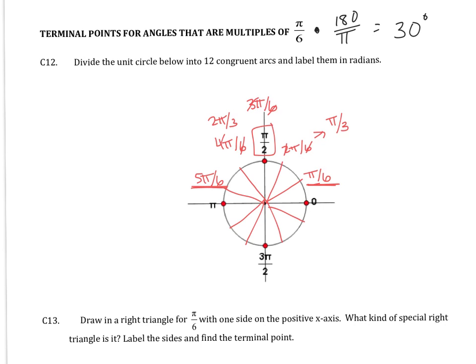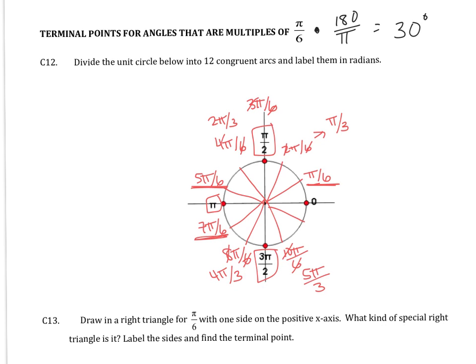Pi is 6 pi over 6. Right here is going to be 7 pi over 6, which I'm not going to be able to reduce. This one here is important. This is 8 pi over 6. That's going to reduce down to 4 pi over 3. Just did that on the last page. Don't care anymore. 9 pi over 6 is going to reduce to 3 pi over 2. 10 pi over 6. Okay, that's going to work down to 5 pi over 3.